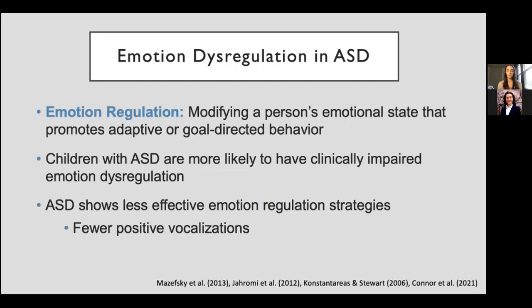One possibility is that emotion regulation may be causing these behaviors. Emotion regulation is the ability to modify a person's emotional state that promotes adaptive or goal-directed behaviors. Studies have shown that children with ASD are as much as 4 times more likely to have clinically impaired levels of emotion dysregulation, making this a significant difficulty. In a study where children were faced with a challenging situation and their emotion regulation strategies were monitored, children with ASD overall had less effective regulation strategies. One effective regulation strategy that children with ASD were lacking was positive vocalizations or encouraging self-talk. This could be related to the language and communication deficits often seen in ASD.